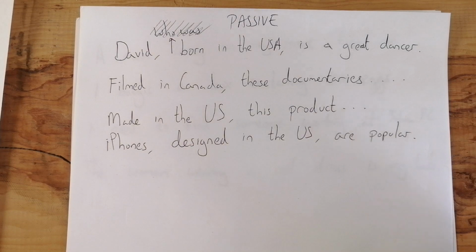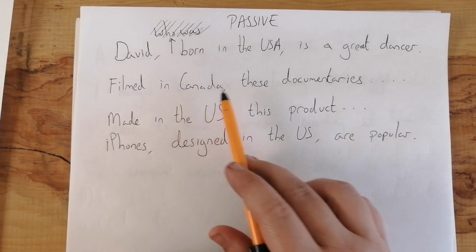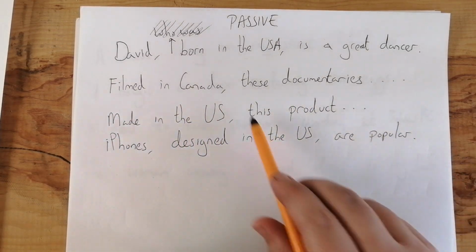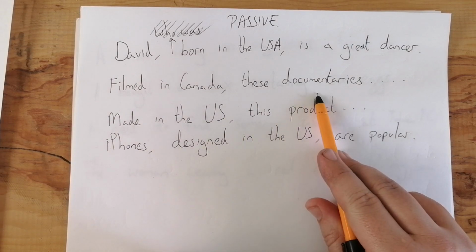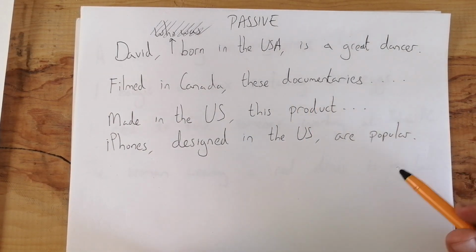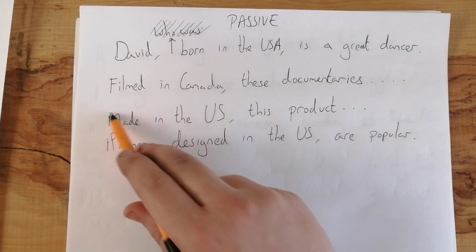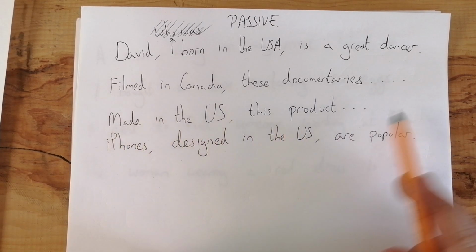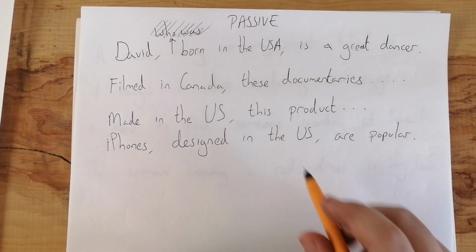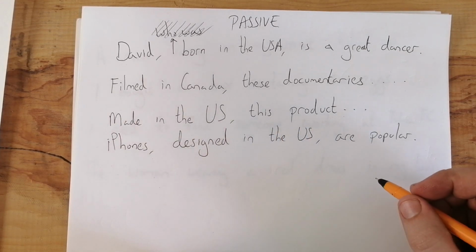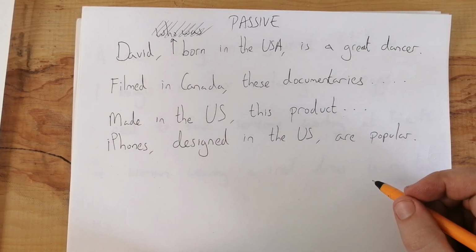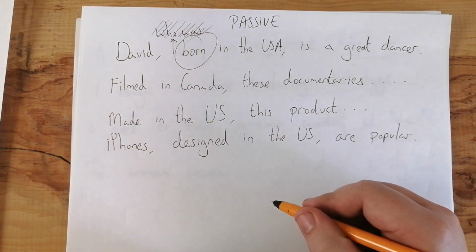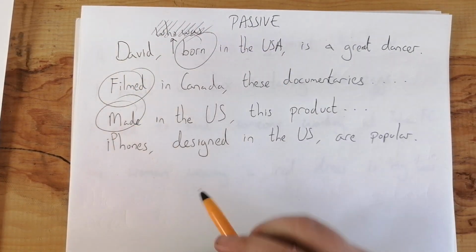And secondly, we've got filmed in Canada, these documentaries, right? Now, we can translate that directly to Spanish. We could say, filmado en Canadá, esos documentales. Or you could say, these documentaries, which were filmed in Canada. But that's more basic. So using this type of structure is more advanced for writing. Made in the USA, this product, hecho en Estados Unidos, this product. Now, again, this product is passive. So when we use the passive, we've got to use the past participle. Notice here we've got the past participle.